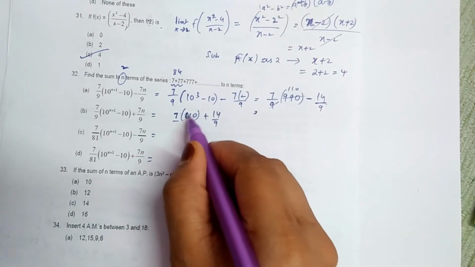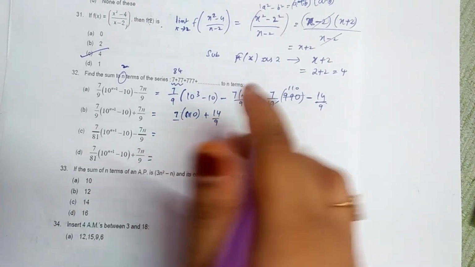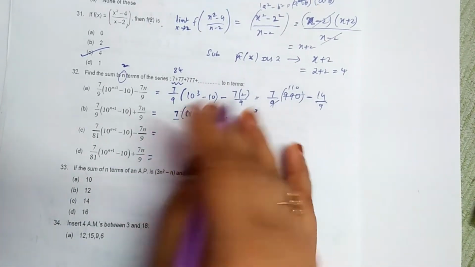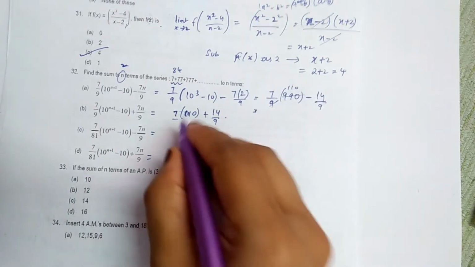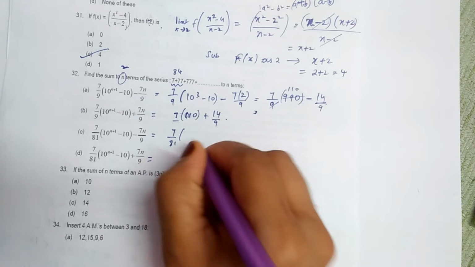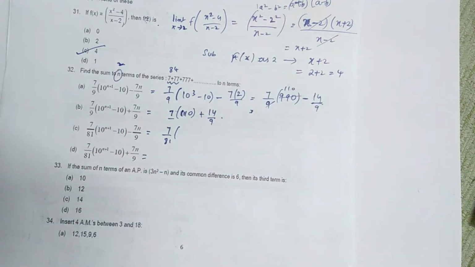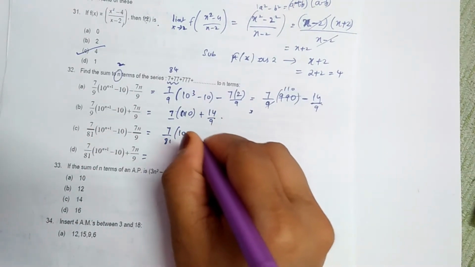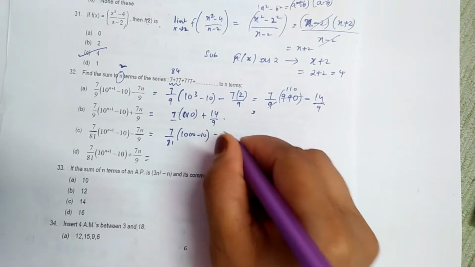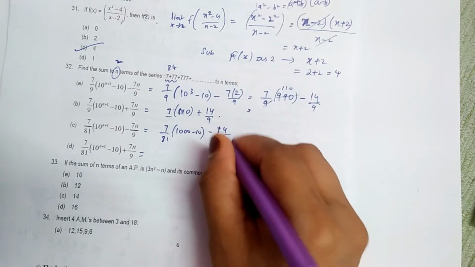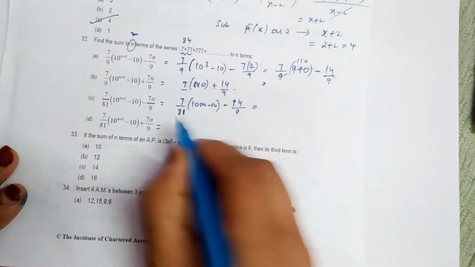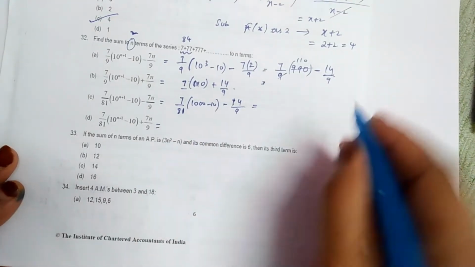Okay, 7 divided by 9 and all, I have just simplified this. Next thing, let's see. 7 divided by 81 into 10 to the power of 2 plus 3, which is 1000, minus 10, minus 7 into 2 which is 14, divided by 9. Now let's see if we can break this down.